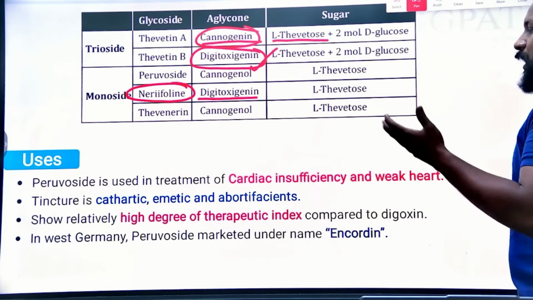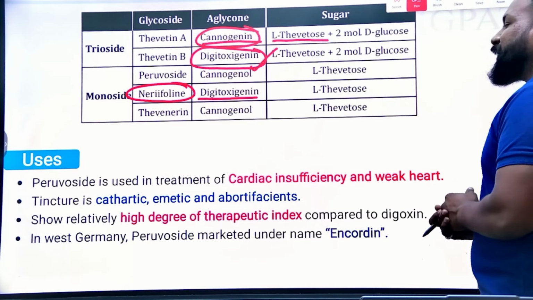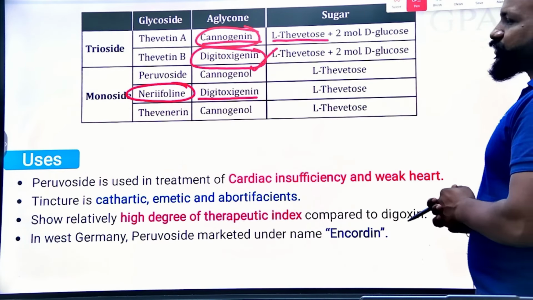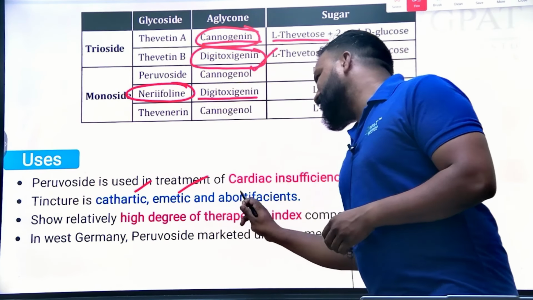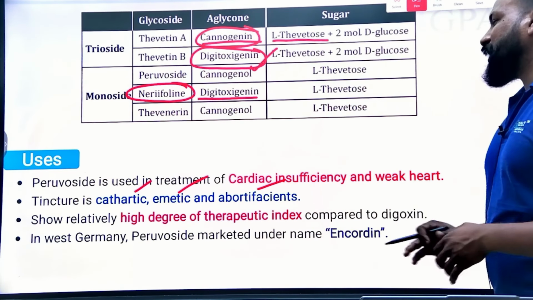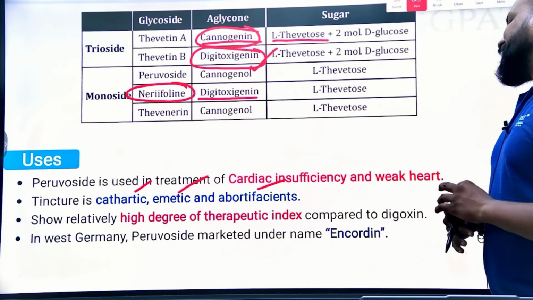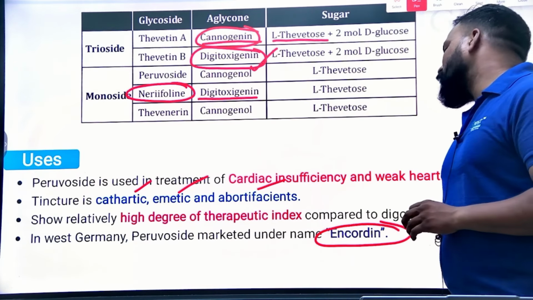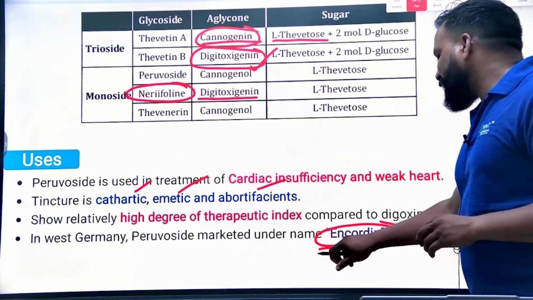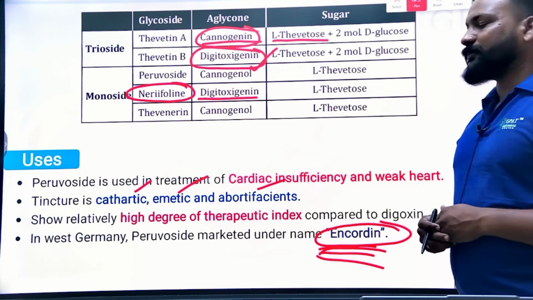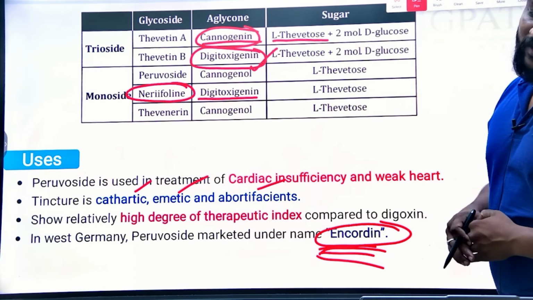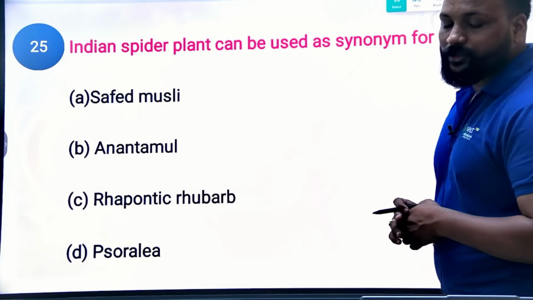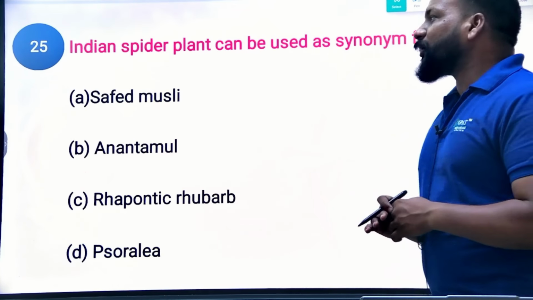The use of this is mainly as a cardiac glycoside. Also it's used as a cathartic, emetic, and abortifacient. And also it has a high degree of therapeutic index. In the marketed formulation it is available as a brand. Very important: in Germany it is available in which brand name? Try to remember that. Half of the questions have been completed. Come on, you're great. You're giving your best. Come on, the 25th question.